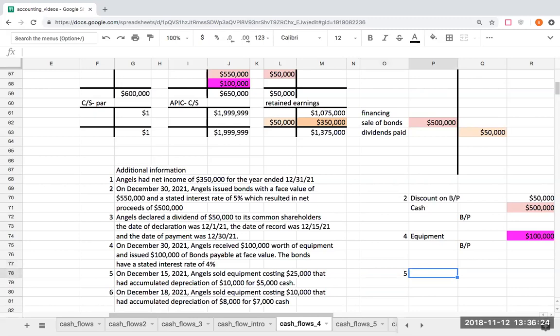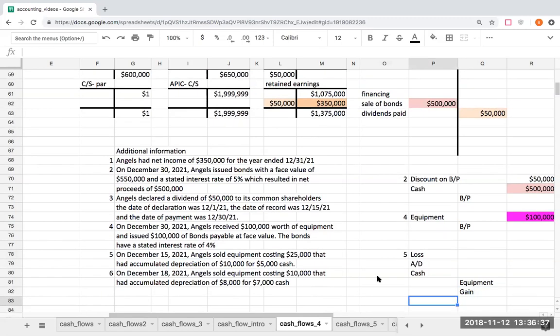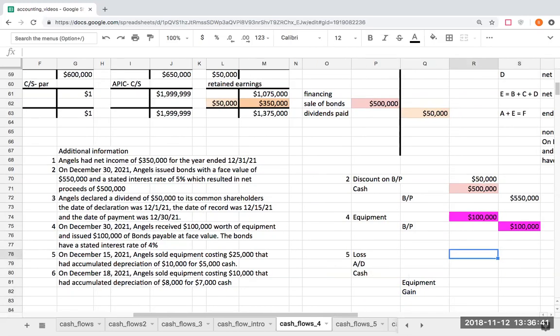So when I have a sale of equipment, the general form of my transaction is going to be a loss, accumulated depreciation, cash, equipment, and then a gain. And so this is going to be the format I'm going to be using here for the journal entry. My accumulated depreciation was $10,000. The equipment cost me $25,000, and the cash I got was $5,000.